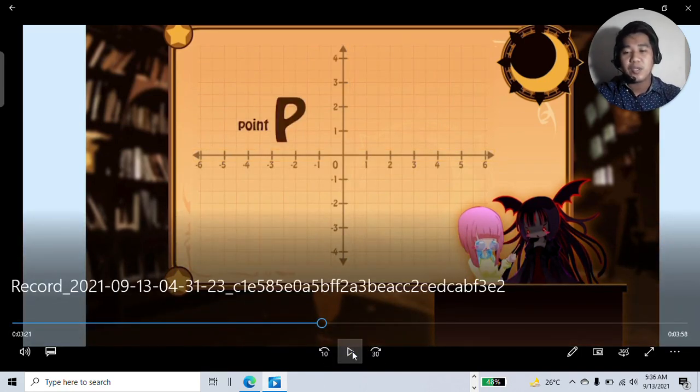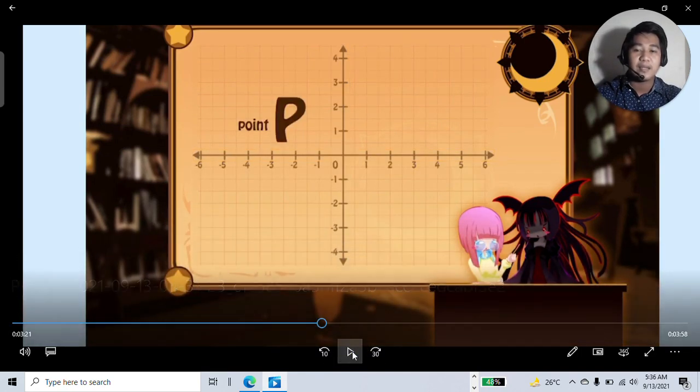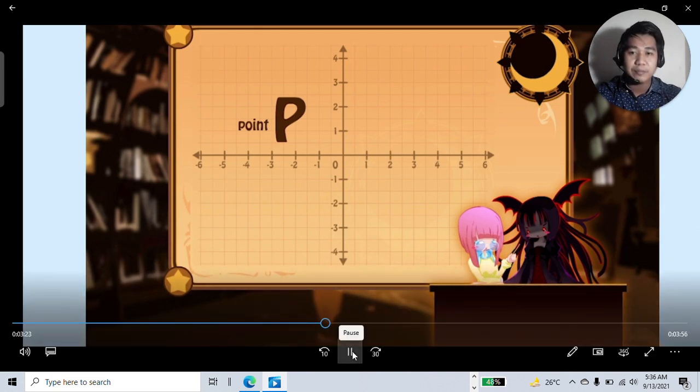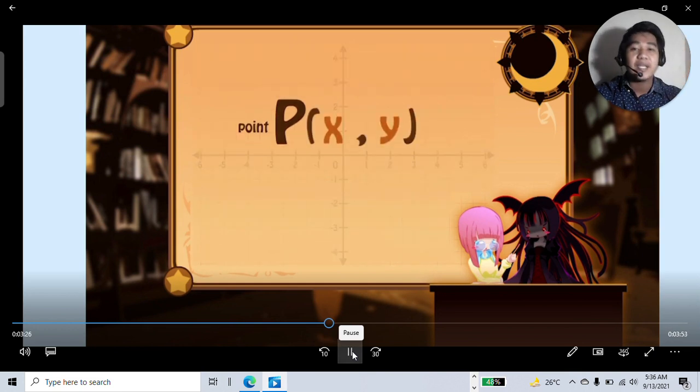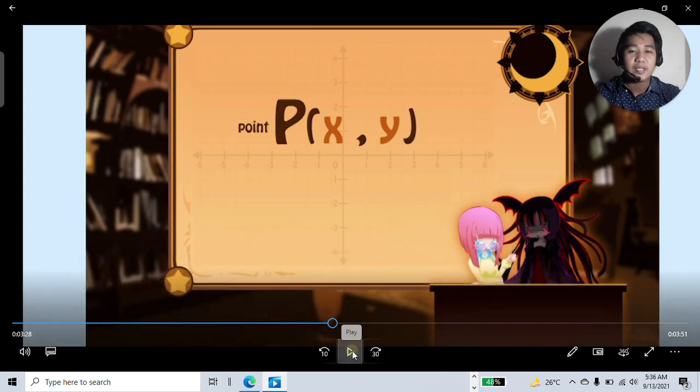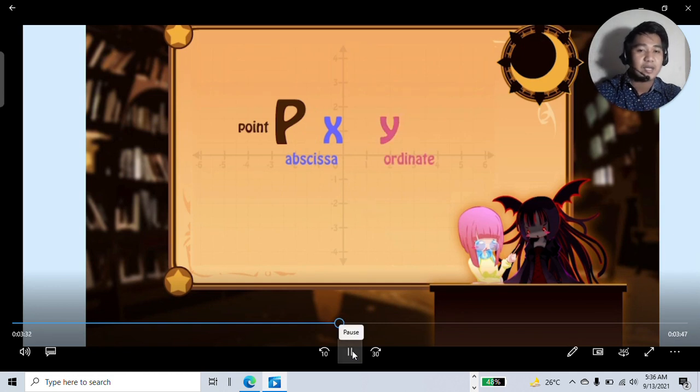Now we will talk about how we are going to plot points. We can plot a point by determining the ordered pair. As you can see, we have x separated by a comma and y, enclosed by parentheses. We call these coordinates. The first coordinate is called the abscissa, and the second coordinate, the y, is called the ordinate.